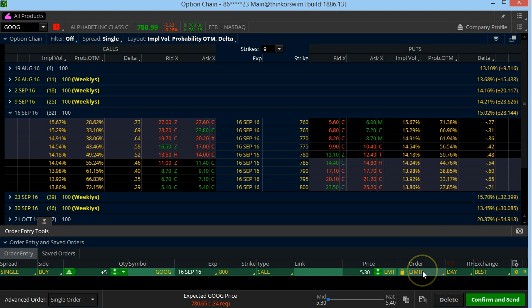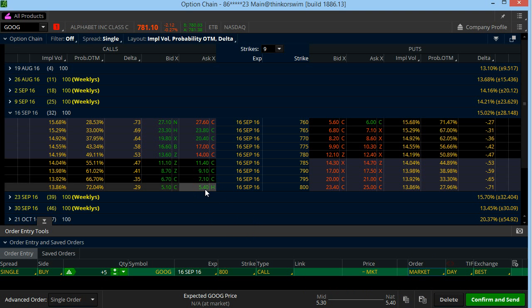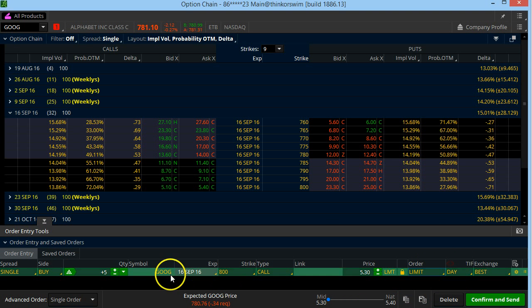So it says limit here. That means that when this option, the 800 call expiring in September in 32 days, is at a price that is $5.30 or lower, that is when you will get filled. If you were to say market order, it will get filled right at 540, and you will lose 10 cents, which is equivalent to $10 just in slippage. Hopefully this makes sense. So we'll go back to limit.